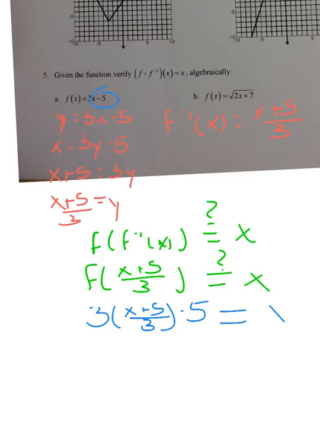And does that give me x? So now I'm going to simplify. So 3 and 3 reduce to 1, so I'm left with x plus 5 minus 5 equals x. 5 minus 5 is 0, so I'm left with x equals x, and that checks. All right, so let's take a look at B.